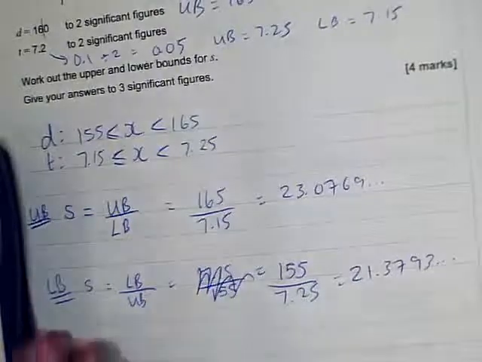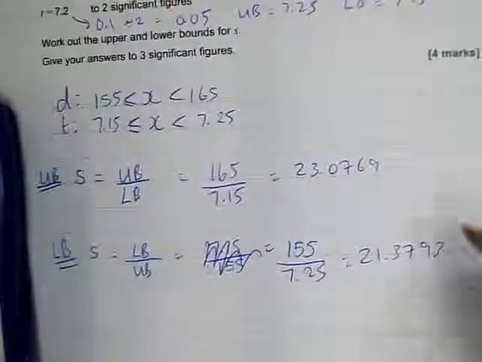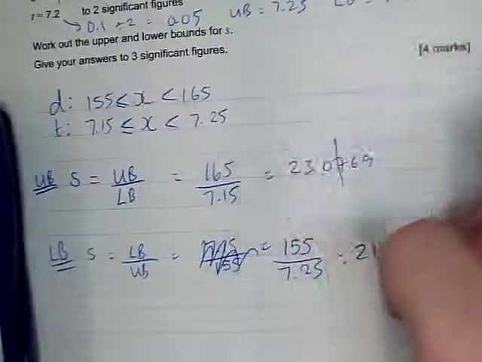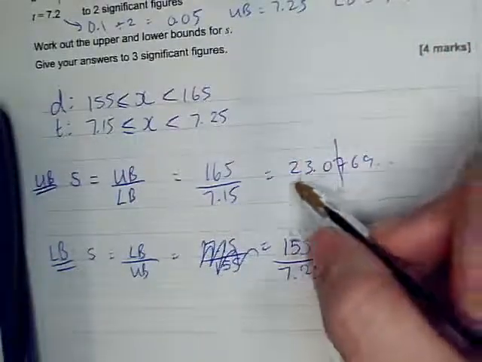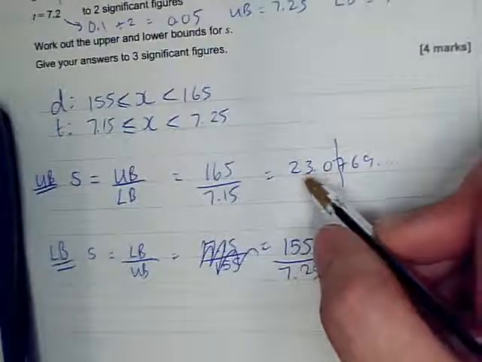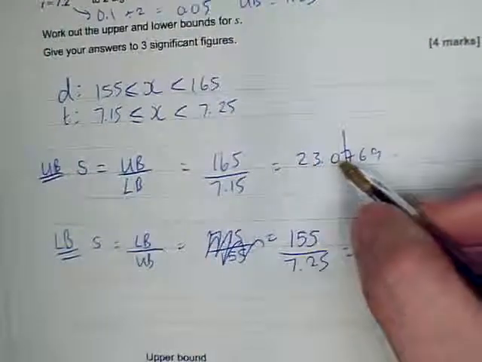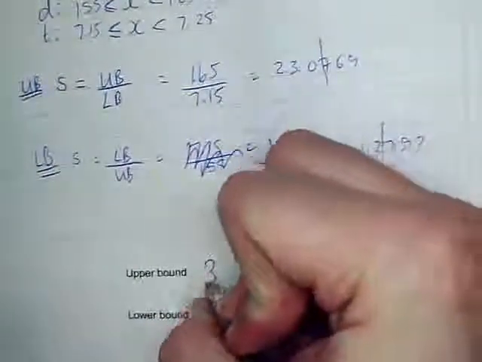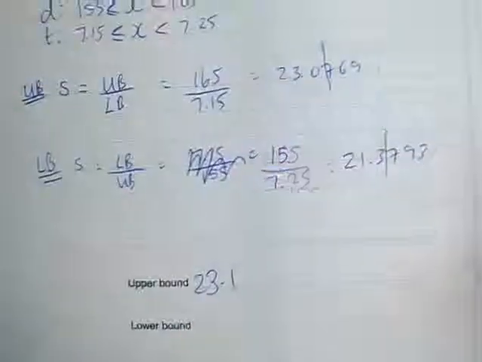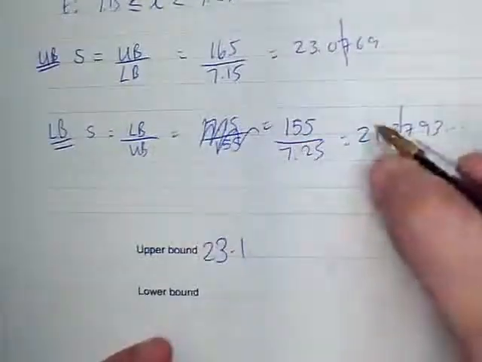21.3793. Okay, so work out the upper and lower bound, give your answer to 3 significant figures. So 3 significant figures, 3 numbers, not including 0. You do include this 0 because you've already started counting significant figures, so any zeros afterwards are counted as significant. So that's going to be 23.1, that's my upper bound. And my lower bound is 21.4.